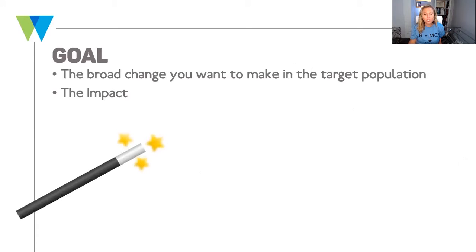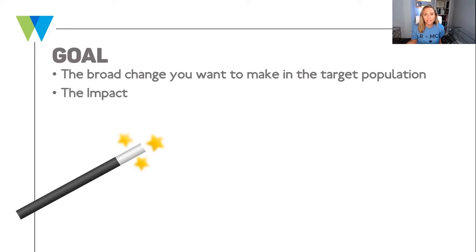So a goal is the broad change you want to make in your target population. It's the impact. What impact do you want to have? On the screen, I have a magician's wand, because I like to think about goals kind of like a magician's wand. If I had a magic wand and I could shake it over your district or sub-district, what is the impact you would like me to have? What magic can I spray on your district to make a change? What is the change you would like to see?